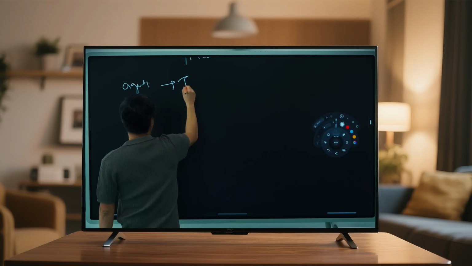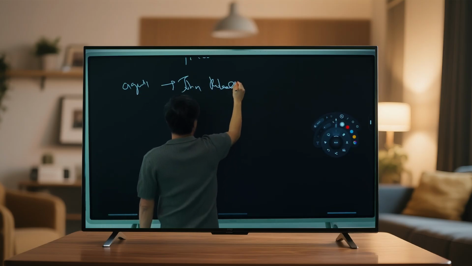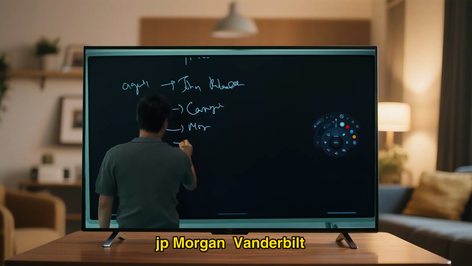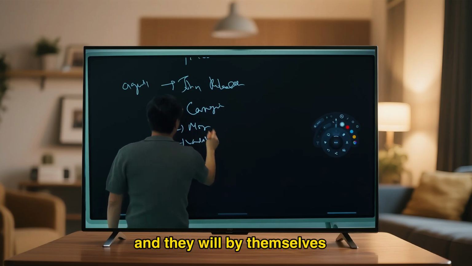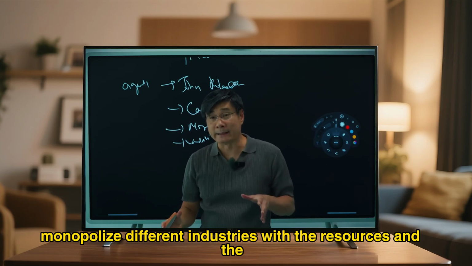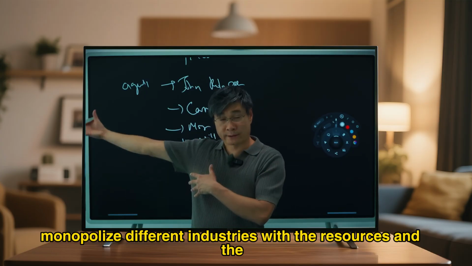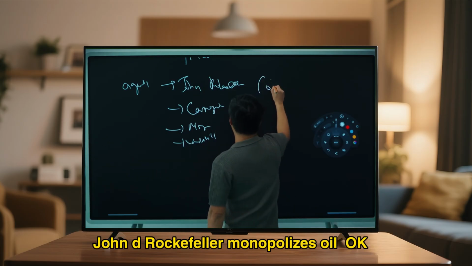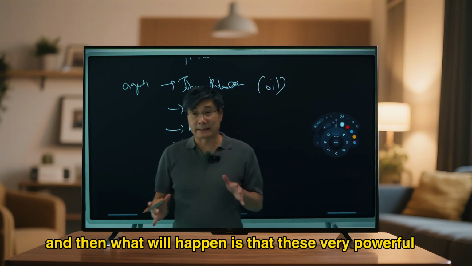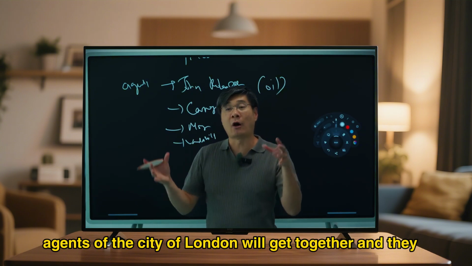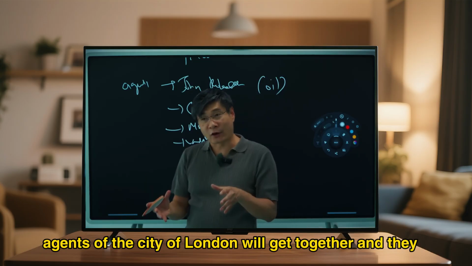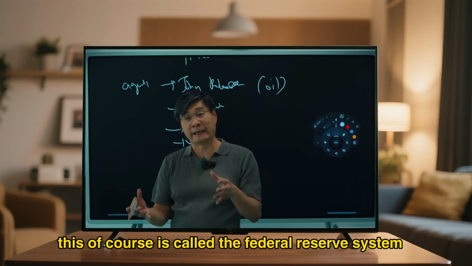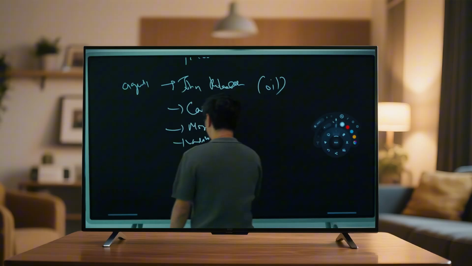John Rockefeller, Andrew Carnegie, JP Morgan, Vanderbilt. And they will by themselves monopolize different industries with the resources and the capital of the City of London and the Bank of England, okay? So of course, John Rockefeller monopolizes oil, okay? And then what will happen is that these very powerful agents of the City of London will get together and they will create a system modeled on the Bank of England. And this, of course, is called the Federal Reserve System. All right?